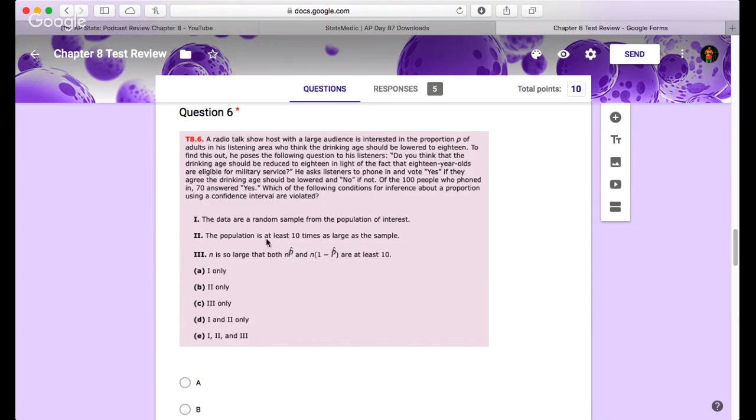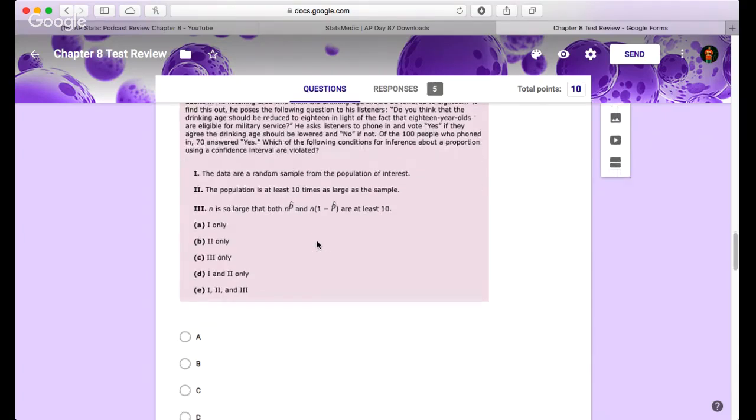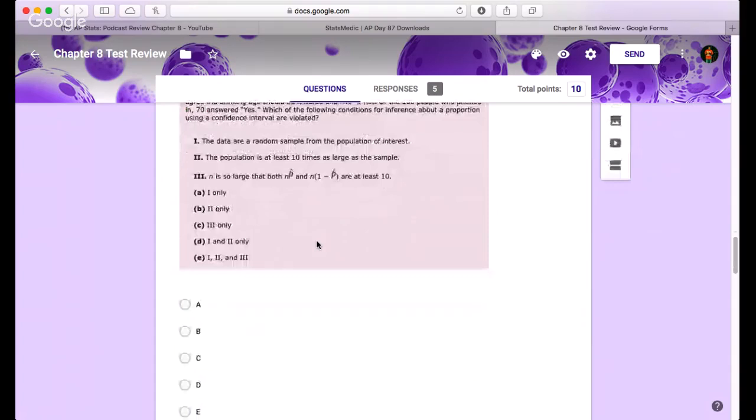So that's good there. The second one is the population is at least 10 times as large as the sample. It's like the 10% rule, right? The sample size was 100. I would say there's more than 1,000 listeners. I would say this is okay. So I would say 1 is the only one that I see so far.